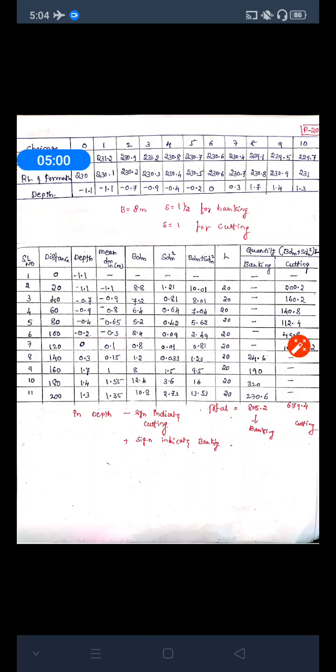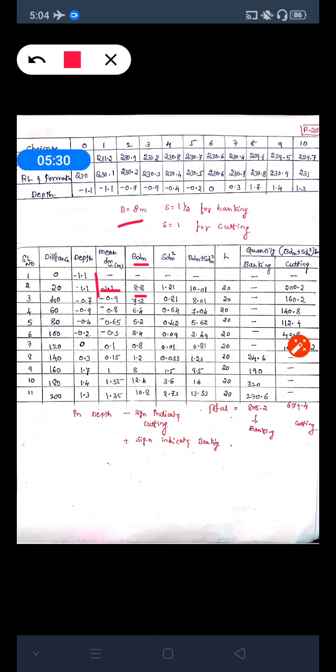When we move on to station number 2, that is chainage 20, the depth is minus 1.1. So the mean depth will equal minus 1.1 only, since minus 1.1 plus minus 1.1 divided by 2 gives minus 1.1. Then I multiply by b. The formula is b into dm. Now dm is 1.1, and I multiplied by 8, so I got 8.8. This is a negative value.